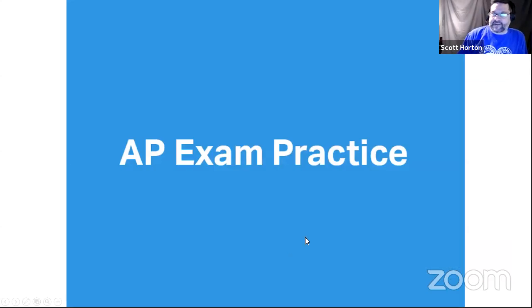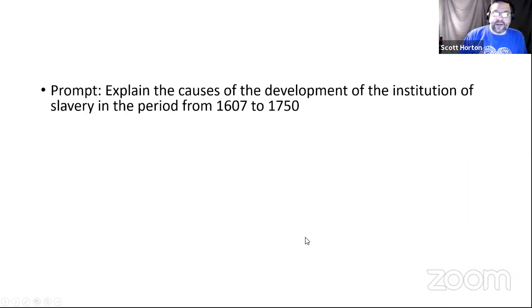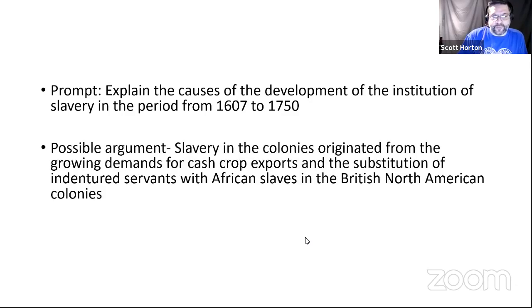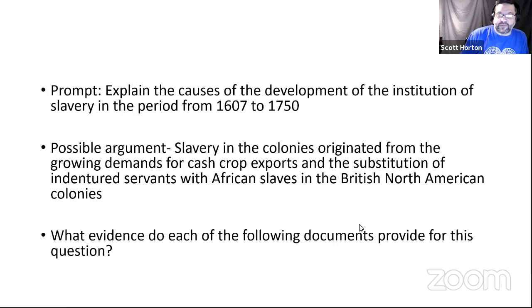So let's do a little practice on that segment of today. If this was our prompt as a question, explain the causes of the development of the institution of slavery in the period. So we're wondering, well, why did this happen? One possible argument is that slavery in the colonies originated from the growing demands for cash crops and the substitution of indentured servants with African slaves in the British North American colonies. Let's take a look at a couple of examples of documents and see how you might use them in supporting this argument, much like you'll do on the DBQ.